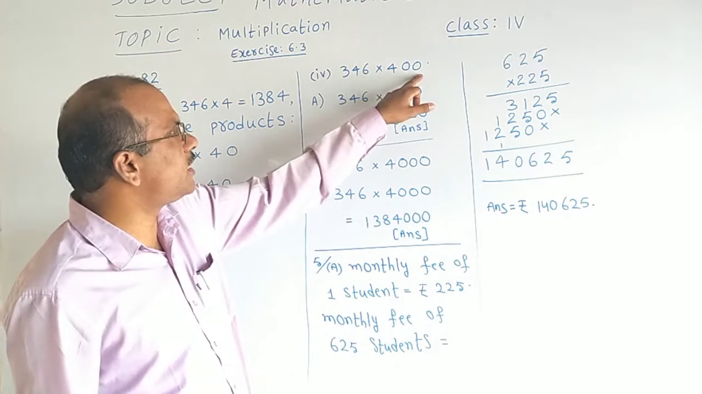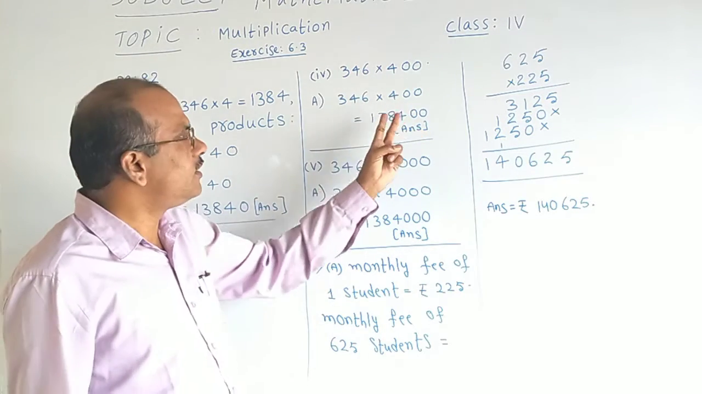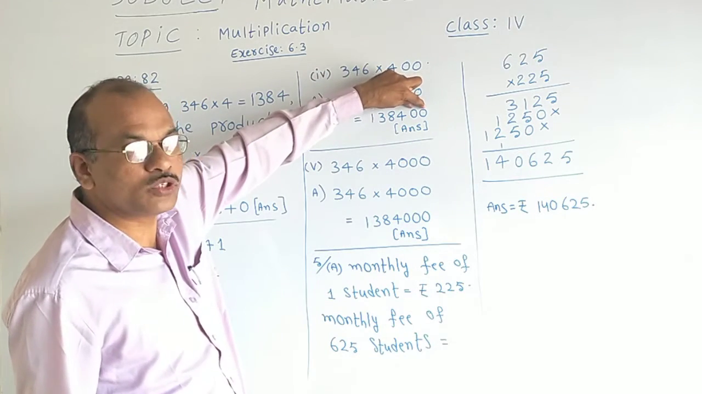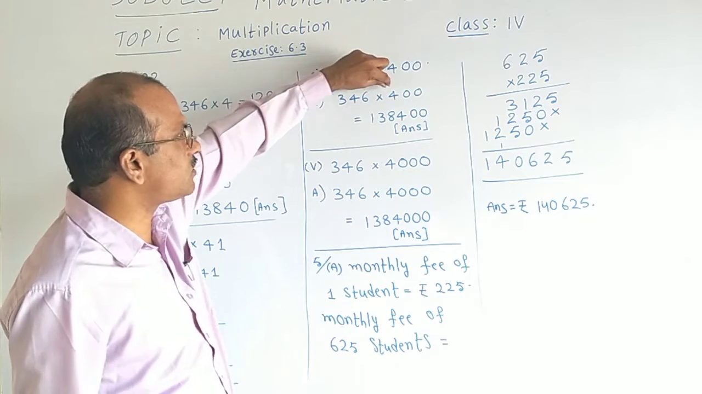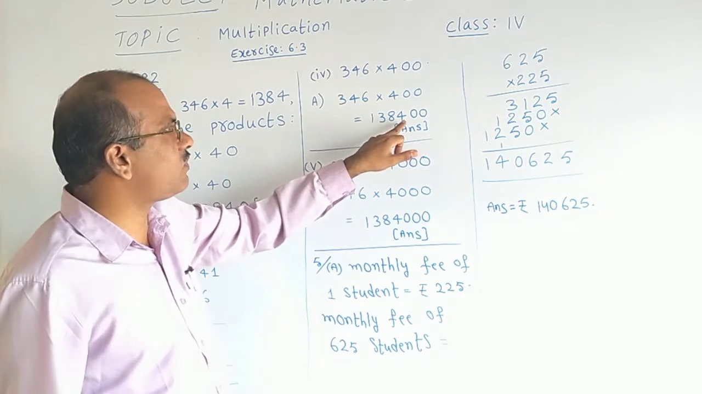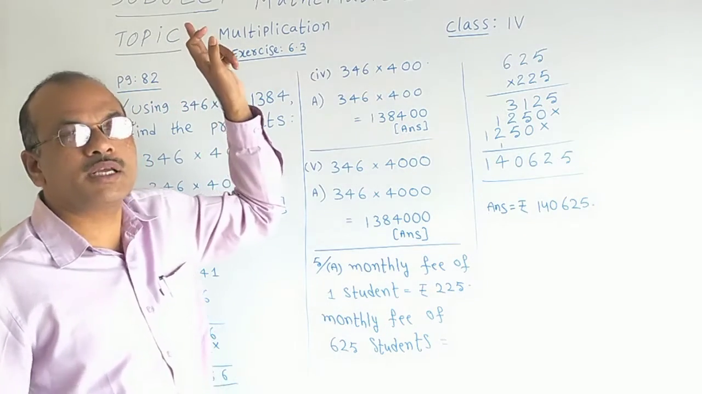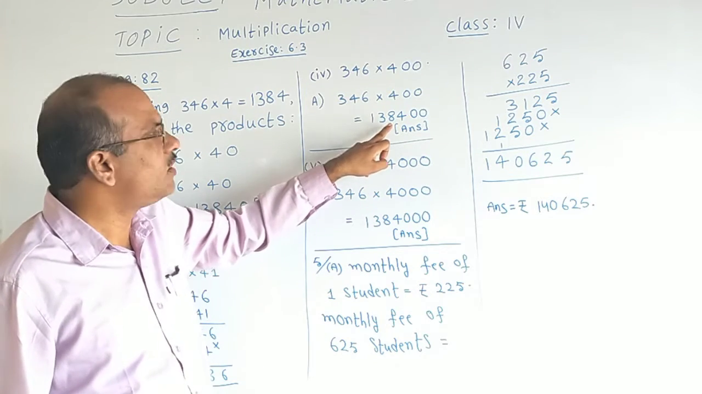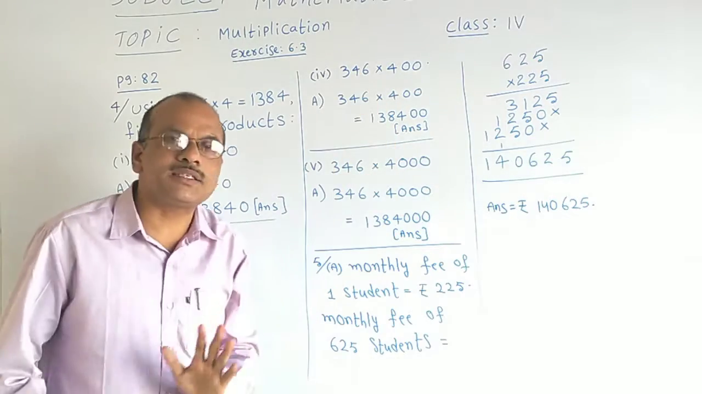Now the fourth question is given, that is written. Here 2 zeros are there. These 2 zeros I have written here. 346 into 4 is 1384, as the number given in the heading. So 1,38,400, that remains the answer.